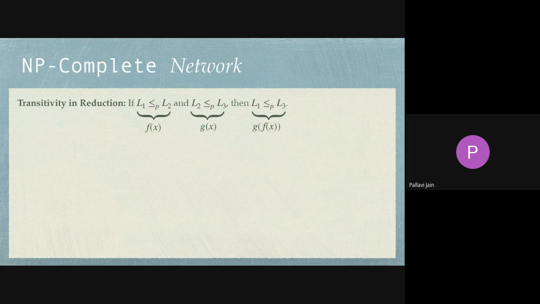Yeah, of course, because L2 is NP, so it should be reducible to L1, and L1 is NP. Yeah, that's beautiful.